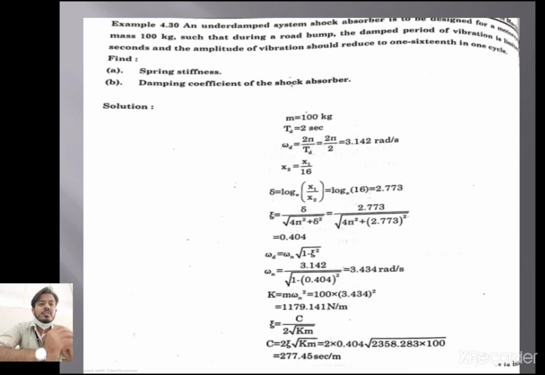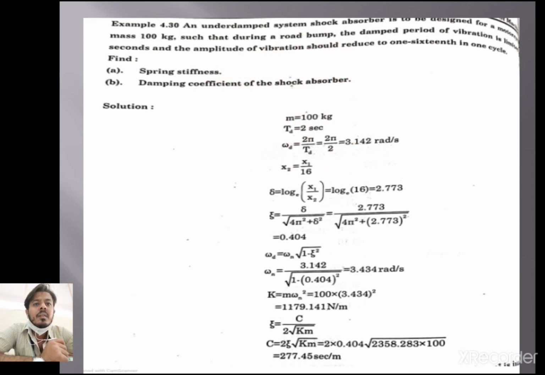Okay, so first of all, data is given to you. So m is equal to 100 kg, the time period is given to you as 2 seconds, and there is a condition. The amplitude of vibration should be reduced to 1/16 in 1 cycle. So it is x1 by x2 is equal to 16. Okay, 1/16 in 1 cycle it is reducing over a vibration.